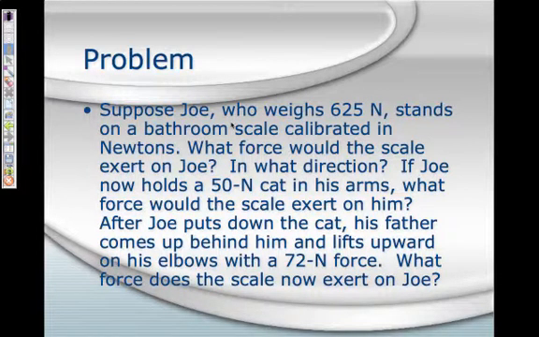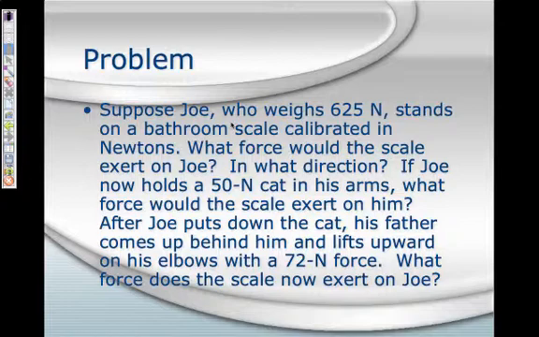It has to do with net force. Suppose Joe, who weighs 625 newtons, stands on a bathroom scale calibrated in newtons. What force would the scale exert on Joe? If he's applying 625 newtons downward, the scale is pushing 625 newtons upwards. He's not moving. If you're just standing still, you have to have a net force of 0, so there has to be an upward 625 newtons. So in what direction? It would be upward because weight is down.